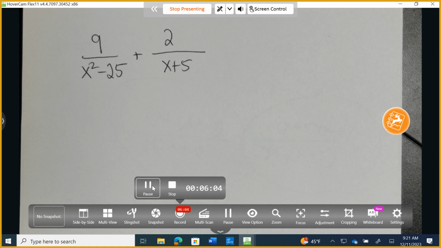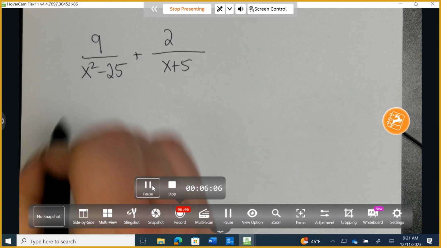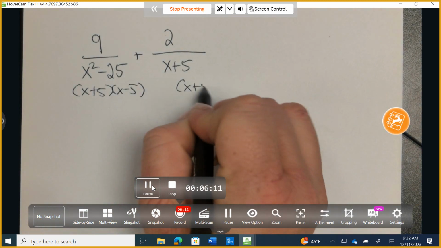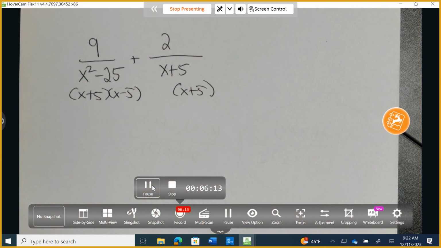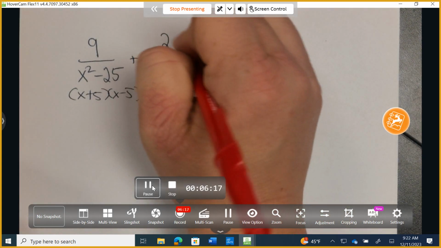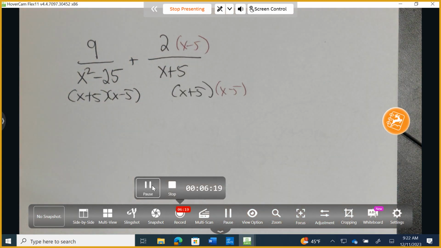What does this problem look like? Okay, let's look this over right now. So this is x plus 5 and x minus 5. This is already x plus 5. The right-hand side is missing the group x minus 5. So whatever I do to the bottom, I must also do to the top.